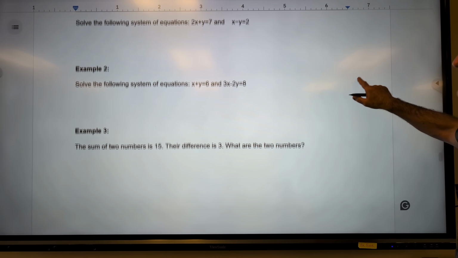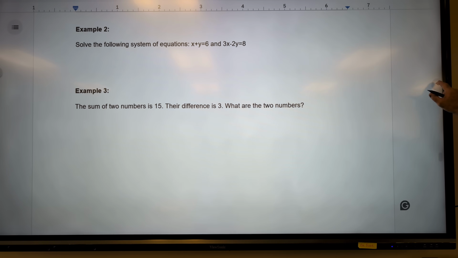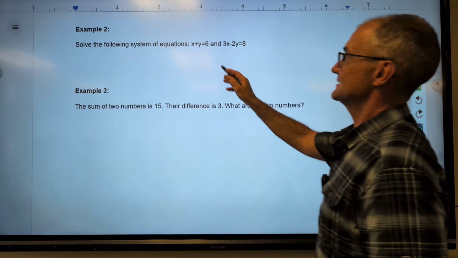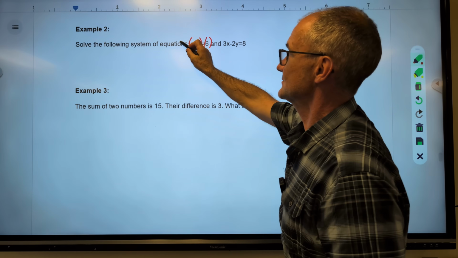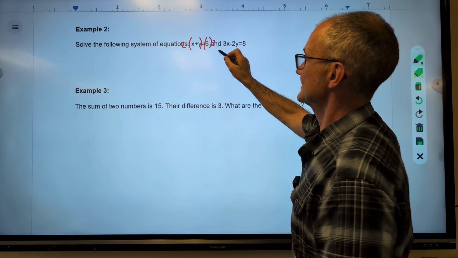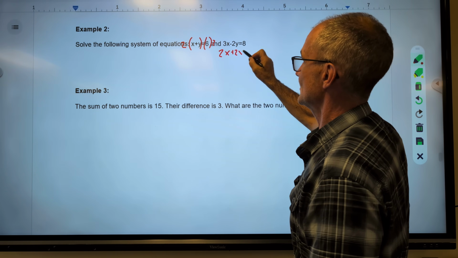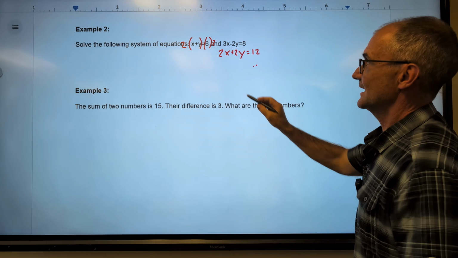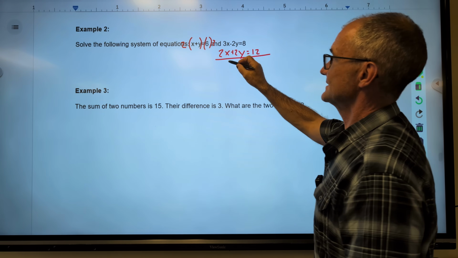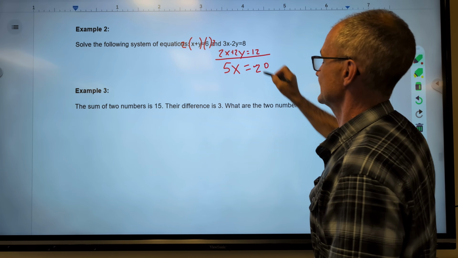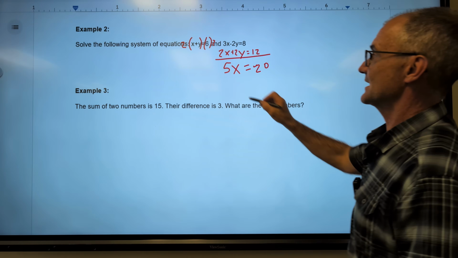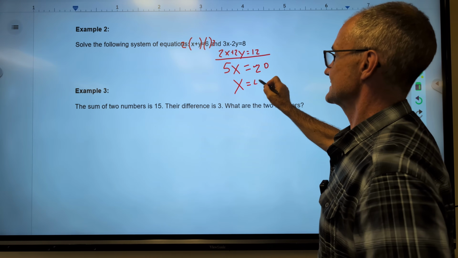Okay, go ahead and pause the video and do example 2 right here. And try and do it without graphing and see if we could just get this right. Okay, so what I am going to do is try and get rid of the y. So I'm going to take this and multiply it by 2 on both sides of the equation. That is going to give me 2x plus 2y is equal to 12. I'm going to combine those two to get 5x, my y's cancel, is equal to 20. Divide both sides by 5, and x is equal to 4.